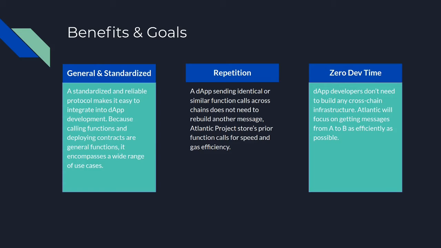So now that we've seen how the Atlantic message transfer works, what are the benefits and goals of the project? Our protocol is general and standardized, which makes it easy to integrate with other dApps. Calling functions cross-chain and deploying contracts encompass a wide range of use cases. Our protocol is also repetitive. A user can send an identical message across multiple blockchains without having to rebuild their message, saving gas and time. Lastly, there is zero dev time. dApp developers don't need to build a cross-chain infrastructure.